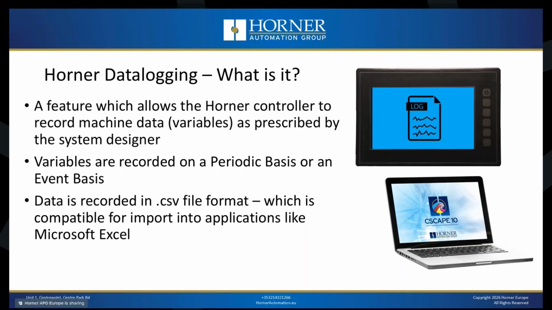What is Horner data logging? Data logging is a feature which allows the Horner controller to record machine data as prescribed by the system designer. This means data can be recorded on a periodic basis or an event basis. This data is recorded in .csv file format, which stands for comma-separated values. This format is compatible for import into a wide range of applications, including Microsoft Excel.